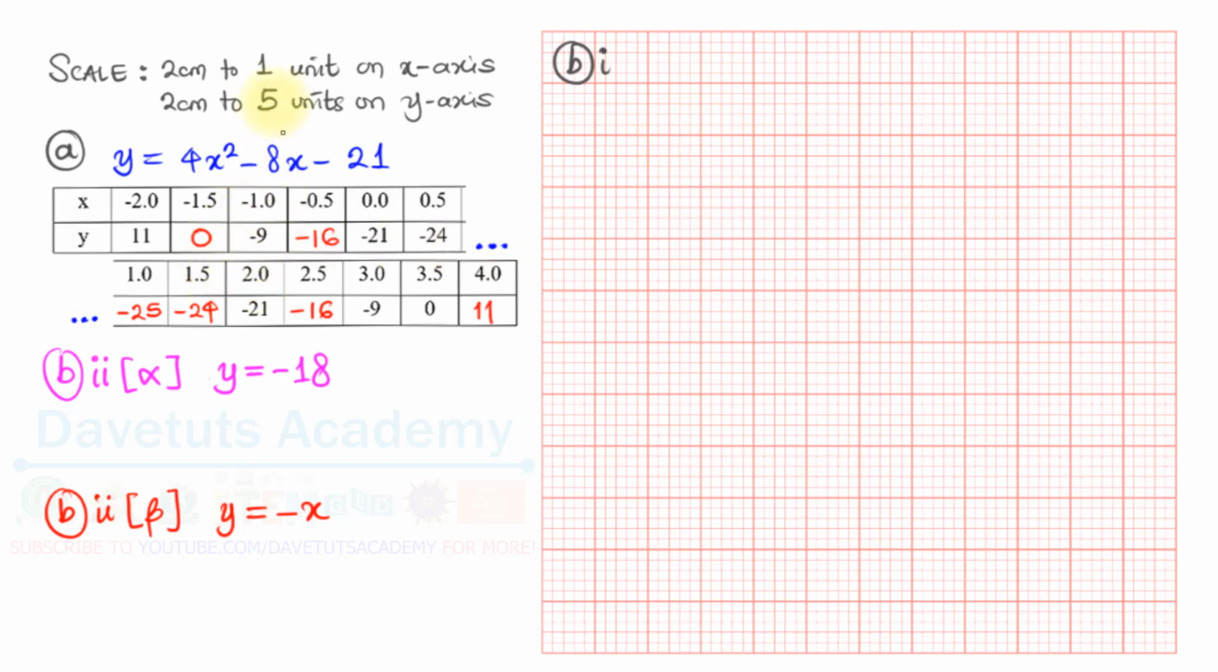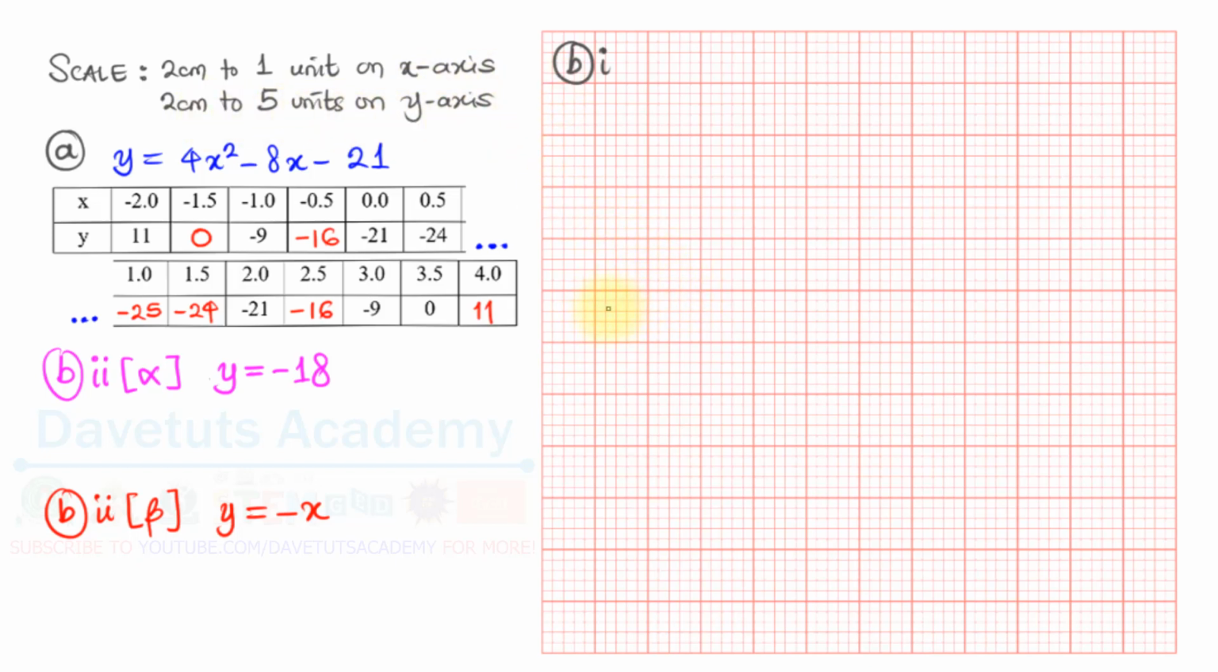Now, looking at the scale that we are given and the table of values that we have, we need to locate the central point of the graph that will make sure that the graph we are going to plot is centralized. It's not going to skew to the right, to the left, up or down. Okay, so here we're just told 2 centimeters to 1 unit on x-axis, 2 centimeters to 5 units on y-axis.